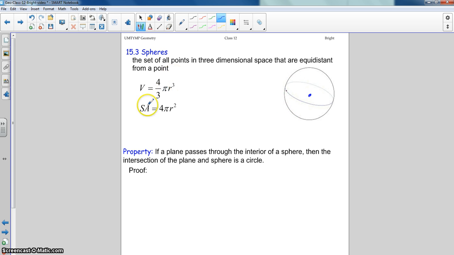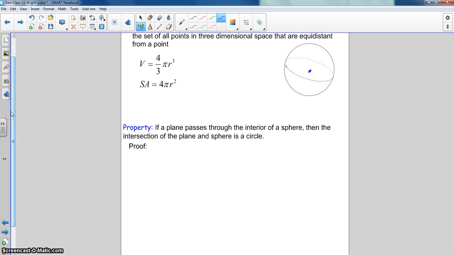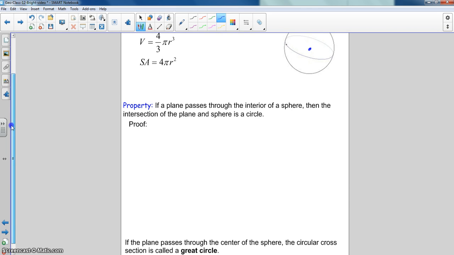In terms of volume and surface area, these are well defined. The formula to determine the volume of the sphere is 4/3 pi r cubed. Surface area is 4 pi r squared. One property that the book discusses, and it is a pretty good property, is that if you pass a plane through the interior of a sphere, then the intersection of the plane and the sphere is a circle.